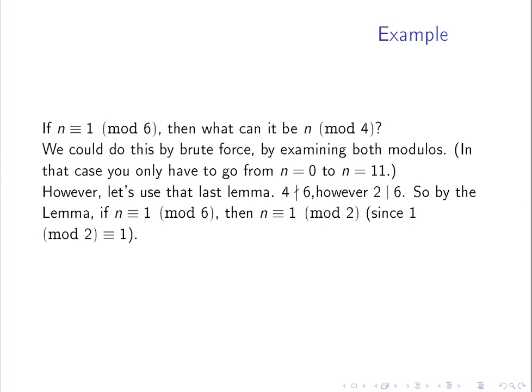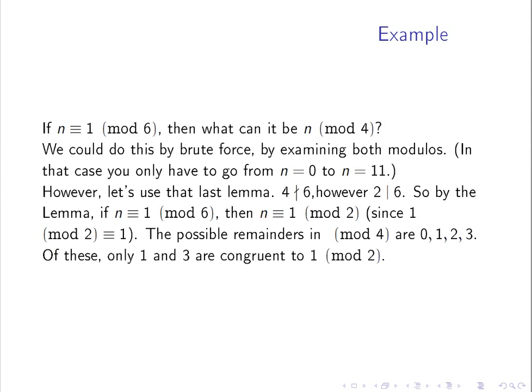So in this case, it's congruent to 1 mod 6 and congruent to 1 mod 2. And then we say, what are the possible remainders mod 4? Well, there's 0, 1, 2, or 3. Which of these is 1 mod 2? Well, 1 and 3 are congruent to 1 mod 2. Therefore, our solutions, n is either 1 or 3. Those are our only possible values. Now notice this lemma, it's not like I used it directly, but I used it indirectly.